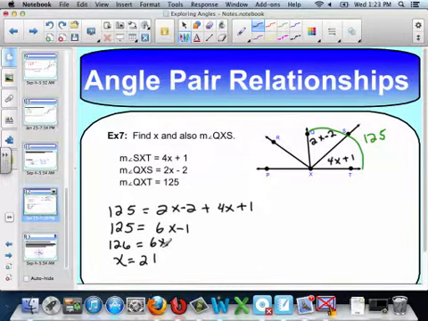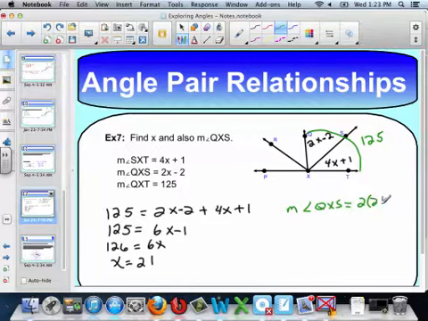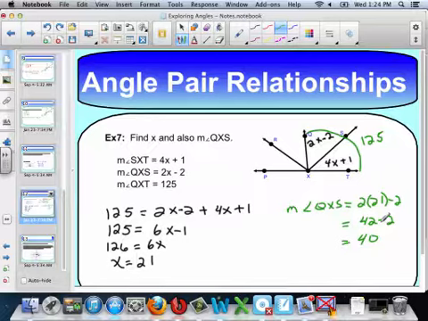And again, guys, always stop once you get that variable. Go back and reread the instructions. What do we also have to find? The measure of QXS. So now that x is 21, the measure of angle QXS is 2 times 21 minus 2. That's 42 minus 2. 40.